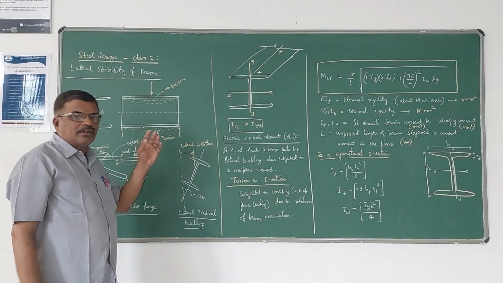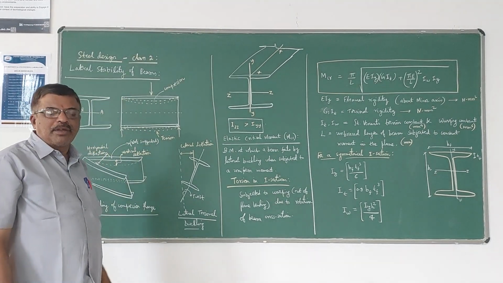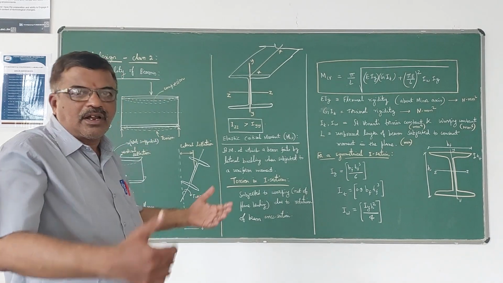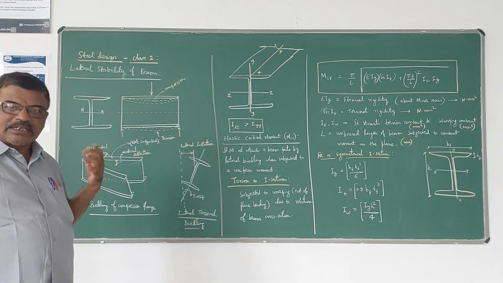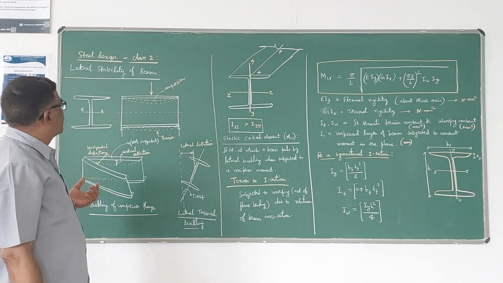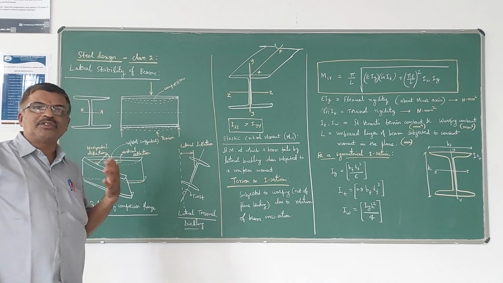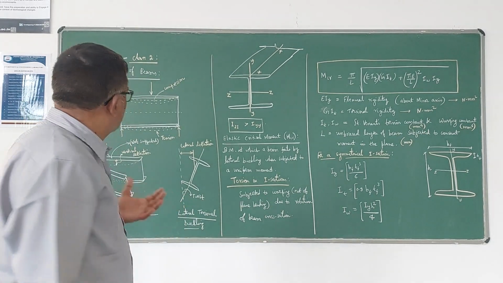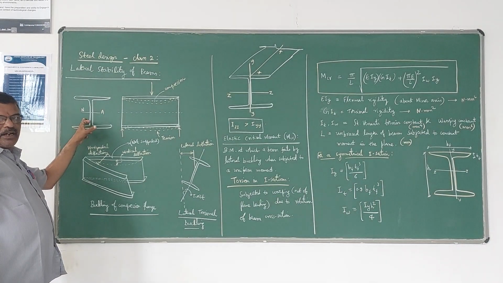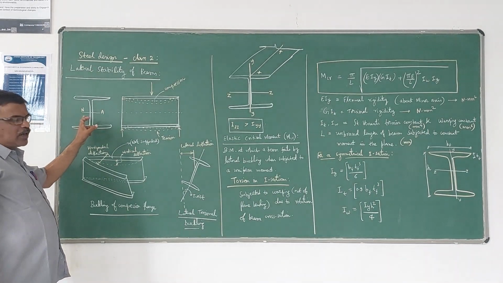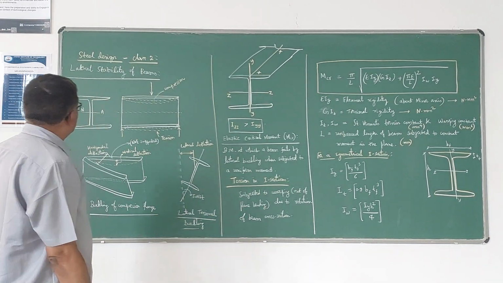In this class, we will discuss the lateral stability of beams. In the last class, I explained laterally restrained beams with some examples. Here we will see how a beam can be laterally stable. I take an example of an I-section. An I-section beam is a hot rolled steel beam, which is normally used in the design of beams.